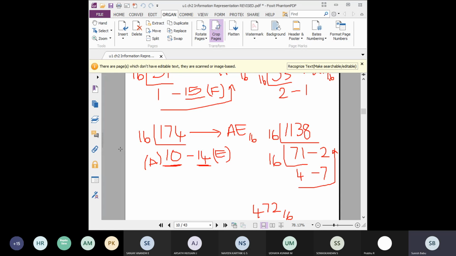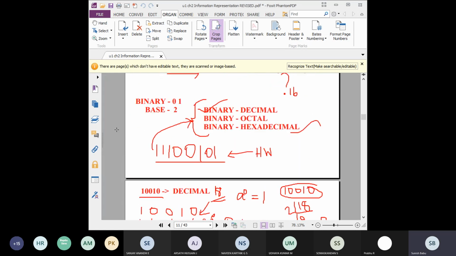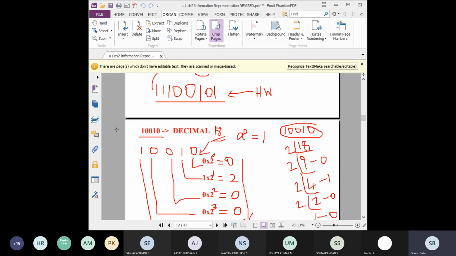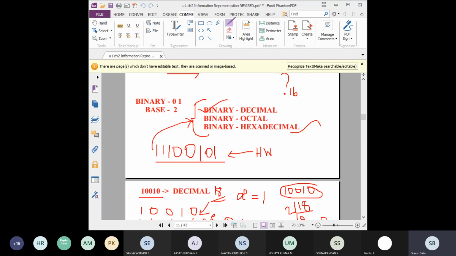And yesterday we saw binary to other number systems. Binary numbers are only zeros and ones, in the format of continuous binary digits. Any combination of zeros and ones is called a binary number. So we need to convert binary to decimal, binary to octal, and binary to hexadecimal. We should know everything.